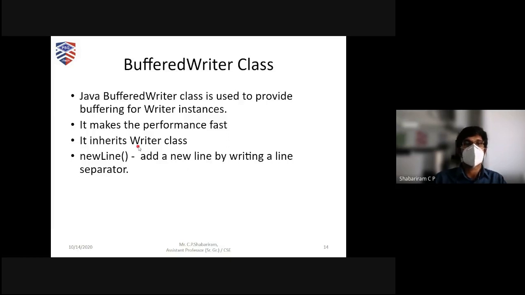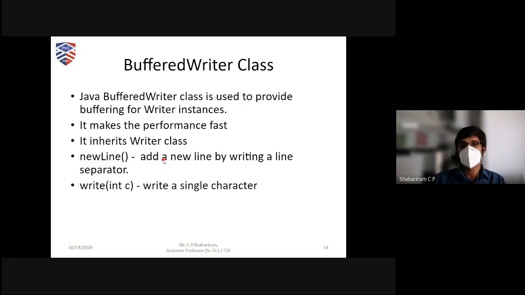Similar to readLine, if you want to add a new line by writing a line separator, you may use the newLine method, which adds a new line, right? So if you want to read data, we can use readLine. If you want to add a new line in your stream, you may use the newLine method, right? Similarly, the main objective is that you are allowed to write your data. If you want to write a single character, you may use write of integer c.